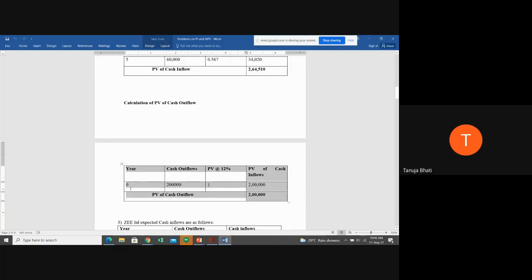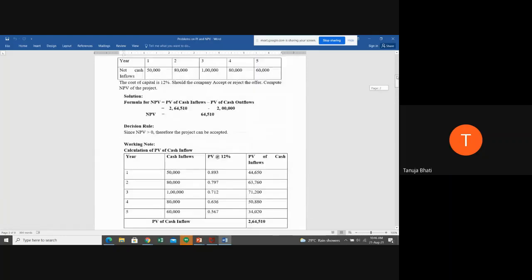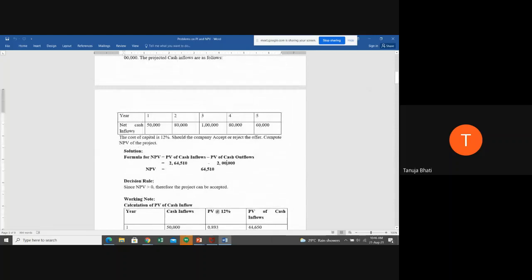You all should know that in year 0 the PV factor is always 1. And sometimes what happens is an investment is made today, and an investment is made a year later also. So in year 1, if you have to find out the PV of cash outflow, this is the way you're going to find it. Is this clear? Obviously you all knew it, but I just wanted to tell you that for year 0 the factor is always going to be 1.